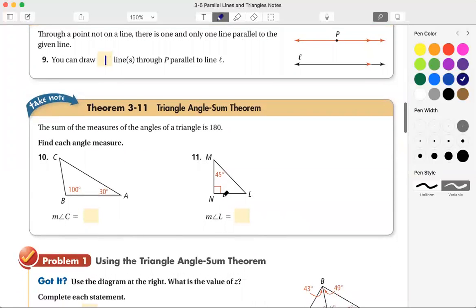Okay. Triangle sum theorem. The sum of the measures of angles of a triangle is 180 degrees. So in order to find the missing angle measure, like right here, all you have to do is subtract the given angles from 180 degrees. So 130 from 180 would be 50 degrees. This is 45, this is 90. The remaining amount must be 45.